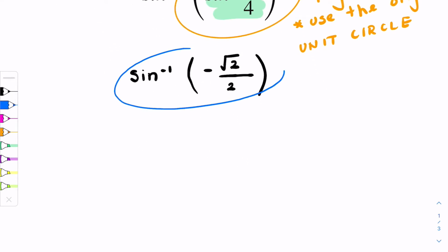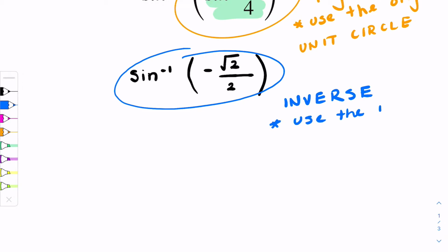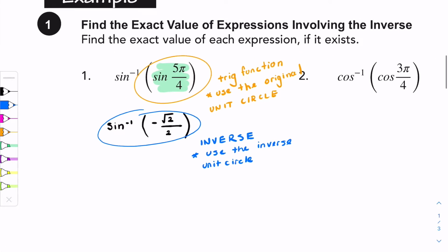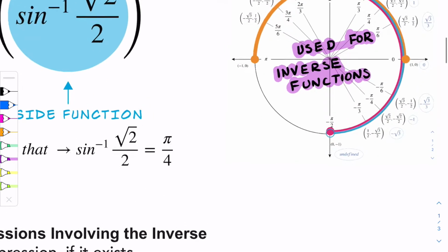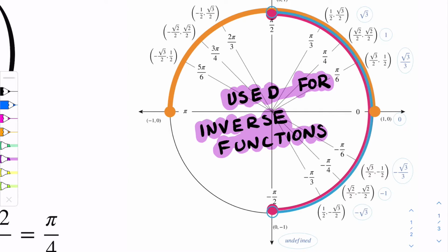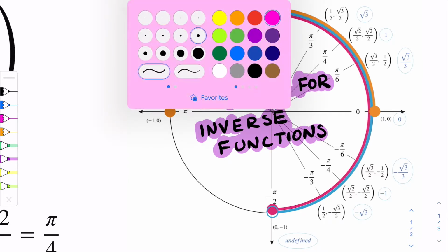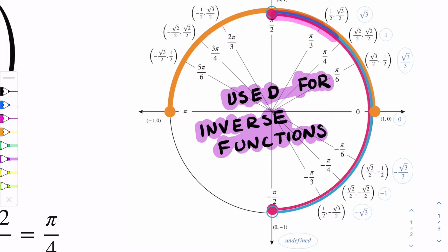Now this right here, this is an inverse. So we are going to use the inverse unit circle. If you recall from the previous lesson, inverse of sine can only happen in quadrant 1 or quadrant 4. When I created this unit circle for you, I actually highlighted all your sine values in pink. So anything on this pink curve right here is going to be where your answer could be found. That's it. It can't be found anywhere else.